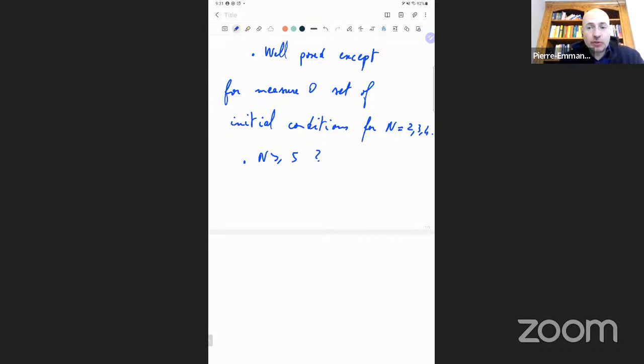And the reason no one knows is there is a type of singular behavior, and you need at least 5 particles to do it. And we have no idea whether this is a set of measure 0 for the initial conditions, or whether we can do this type of singular behavior on a positive set of initial conditions.